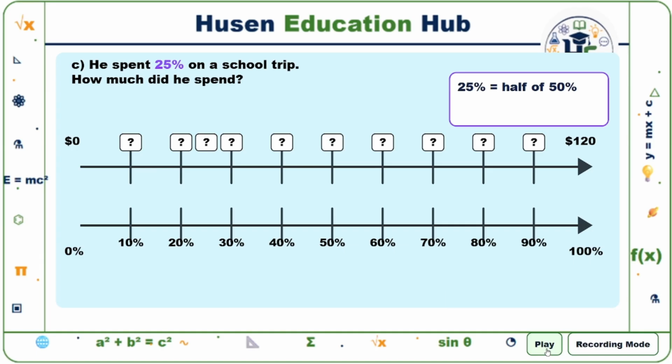Question C asks for 25%. 25% is half of 50%. 50% is $60. Half of 60 is 30. So Sam spent $30.